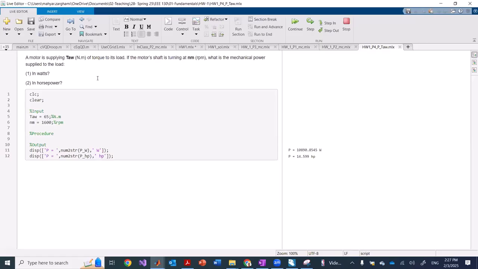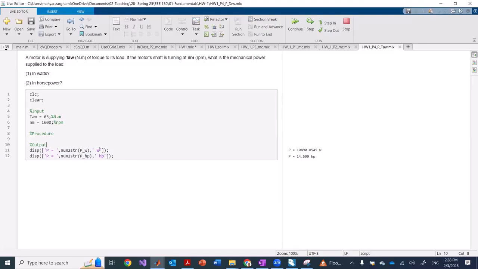A motor is supplying tau Newton meters of torque to its load. If the motor shaft is turning at a certain RPM, what would be the mechanical power supplied to the load? This is just very easy. I just wanted to show a way. I'm expecting you to show me the numbers using the display command. It's really easy to do that. And I also want you to pay attention to the units.